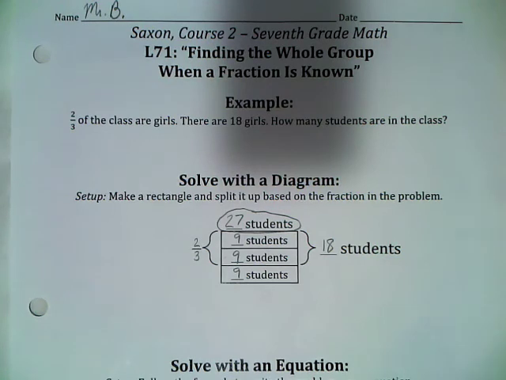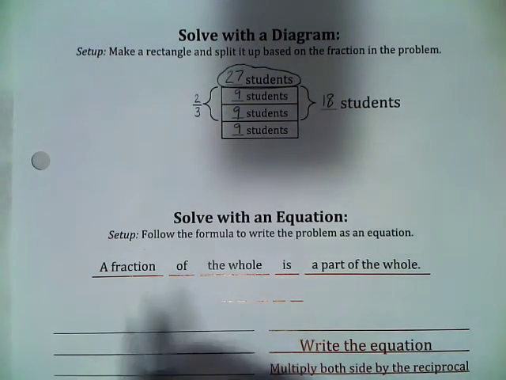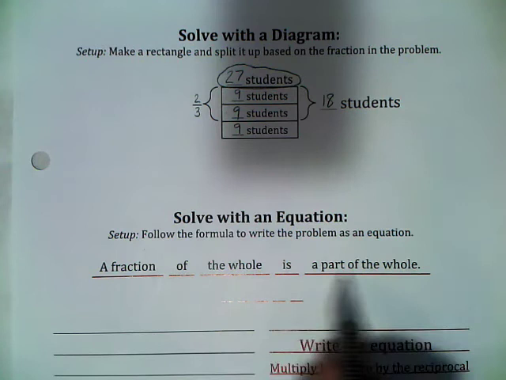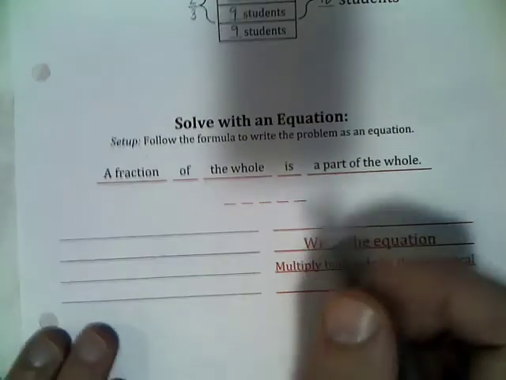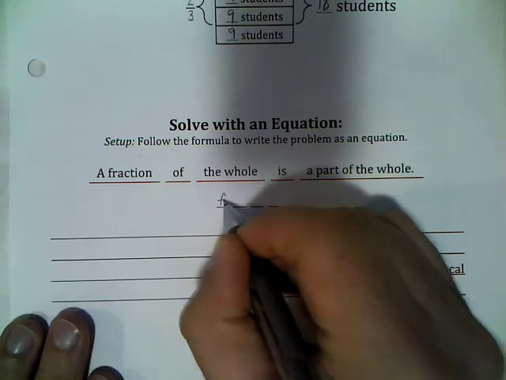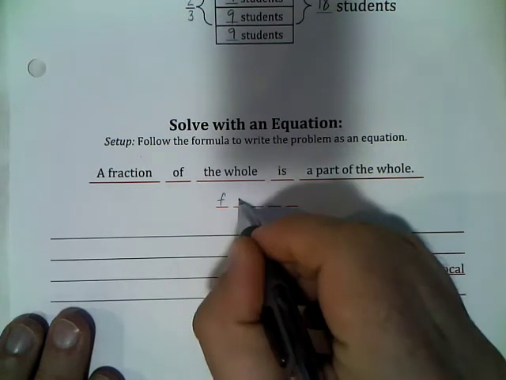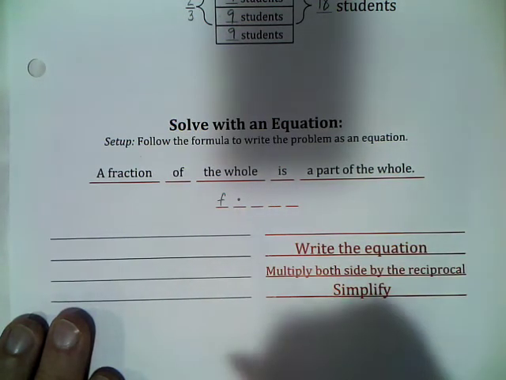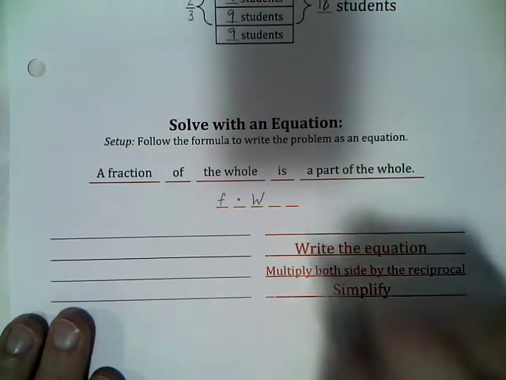If I want to solve this then with an equation, we have to go back to one of our previous lessons where we talked about this, and we're going to follow the formula. So we know a fraction of the whole is a part of the whole. We're going to translate this into mathematics. So a fraction then is going to be some number. We will represent that with the letter F here. Of almost always means times, and this is not an exception to that, so it's going to mean times. The whole thing we're going to represent with W, that'll be some number.